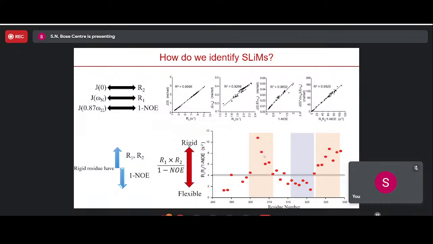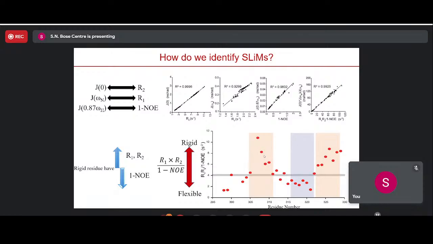It turns out that R1, R2, and NOE are related to 5 spectral densities. Those 5 spectral densities are given as J0, J omega N, J omega H. Omega N is the Larmor frequency of nitrogen; we are looking at N15 nitrogen, and omega H is the proton, 1H. Then 2 more factors come in, which are omega H minus omega N and omega H plus omega N. So there are 5 terms, but we have only 3 experimental values. So if we want to solve for 5 spectral densities from 3, we cannot do that.